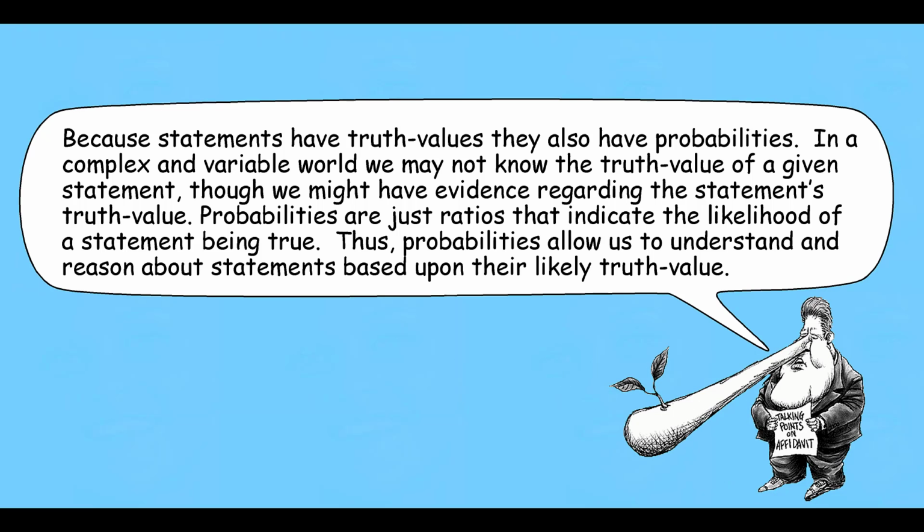Now, because statements have truth values, they also always have probabilities. Specifically, in a complex and variable world, we may not know the truth value of a given statement. We might have evidence regarding the statement's truth value. We might have reasons to believe it's true or reasons to believe it's false. Those reasons may not be definitive. Probabilities, therefore, are just ratios that indicate the likelihood of a statement being true. Thus, probabilities allow us to understand and to reason about statements based upon their likely truth values, even when their actual truth value is unknown to us.